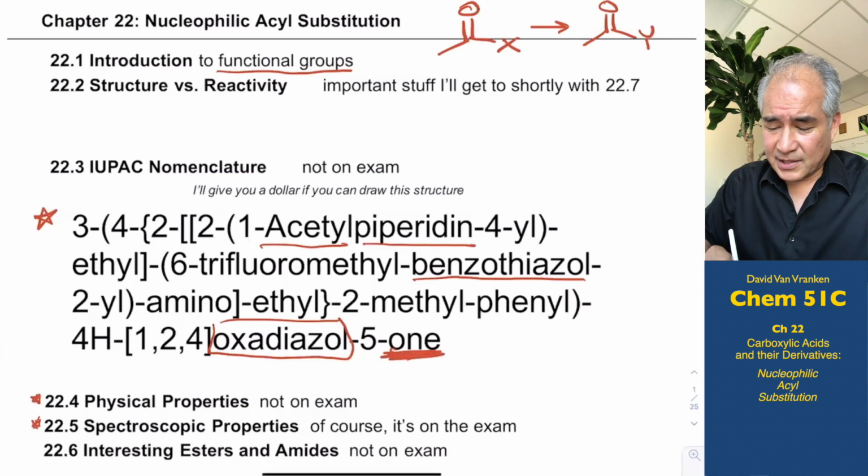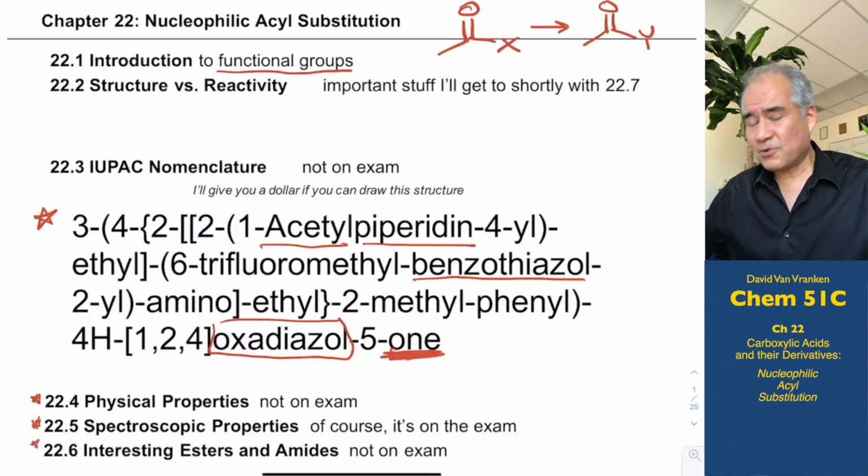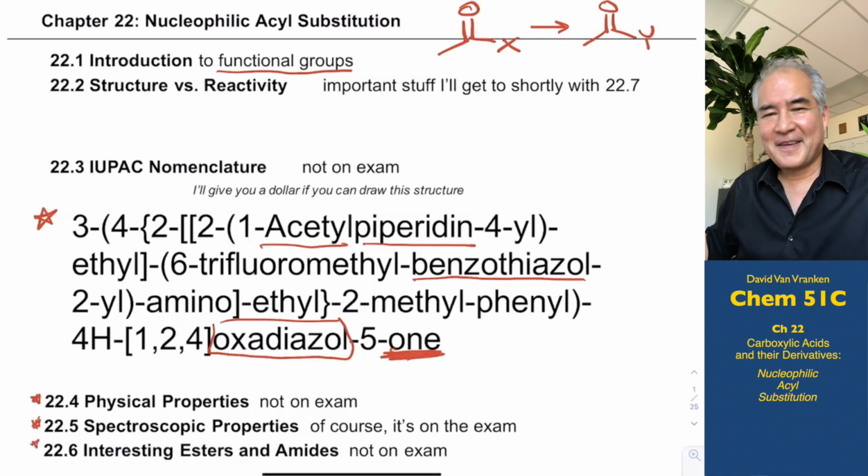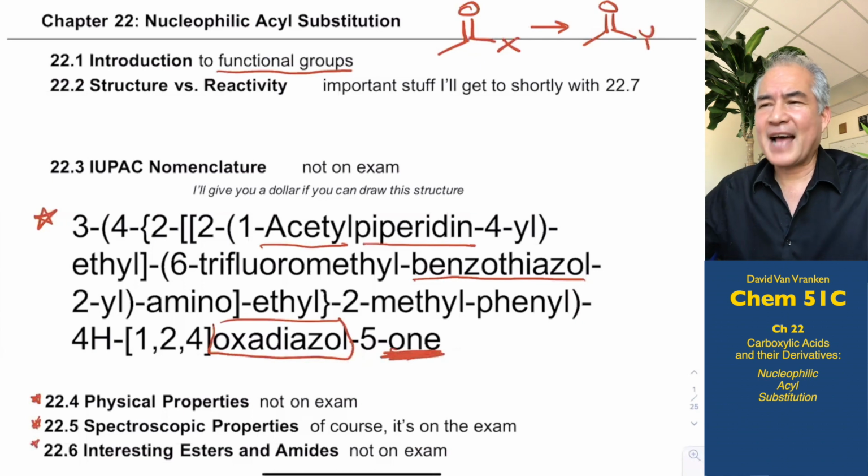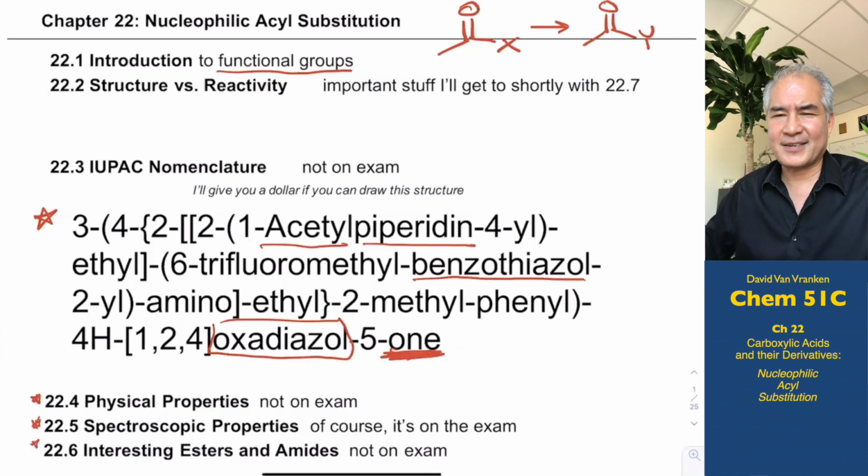There's another section at the early part of the book where they talk about some interesting esters and amides. They're all interesting to me, so maybe they talk about some common ones. That's just kind of fun reading. I'm not going to ask you to memorize the structures in that section just so you can repeat them back on the exam.